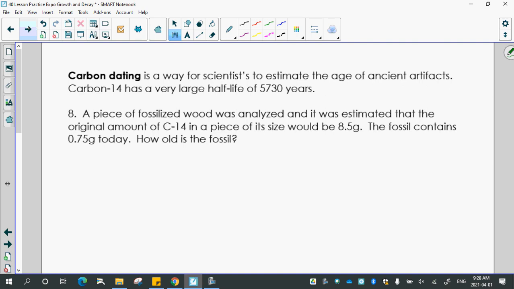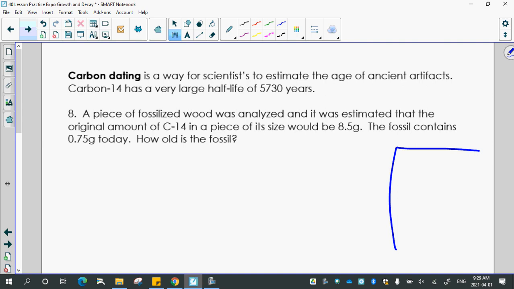Carbon dating is a way for scientists to estimate the age of ancient artifacts. Carbon-14 has a very large half-life of 5,730 years. That's why they use carbon-14 to date stuff. A piece of fossilized wood was analyzed, and it was estimated that the original amount of carbon-14 in the piece would be 8.5 grams. The fossil contains 0.7 grams today, 0.75 grams today, sorry. How old is the fossil?